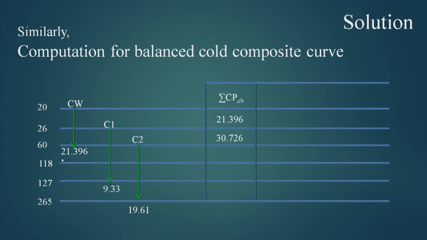Similarly, in the third temperature interval, 118 to 60, two cold streams are working. So, here the value will be the summation of this and this. And for the last temperature interval, this is 19.61 as only this stream is working.